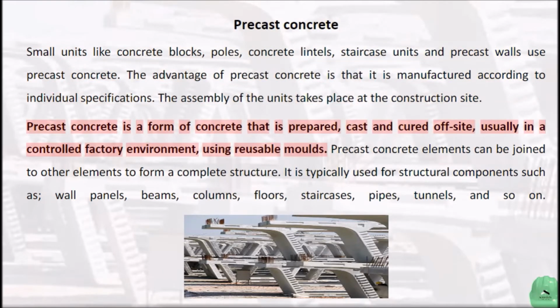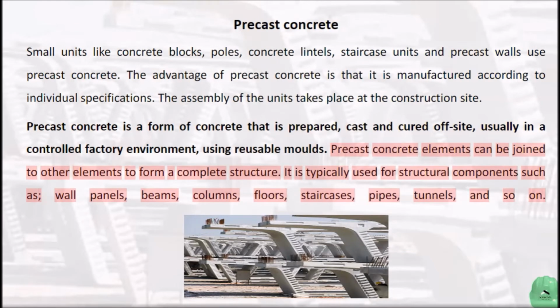Precast concrete is a form of concrete that is prepared, cast and cured off-site, usually in a controlled factory environment, using reusable molds. Precast concrete elements can be joined to other elements to form a complete structure. It is typically used for structural components such as wall panels, beams, columns, floors, staircases, pipes, tunnels, and so on.